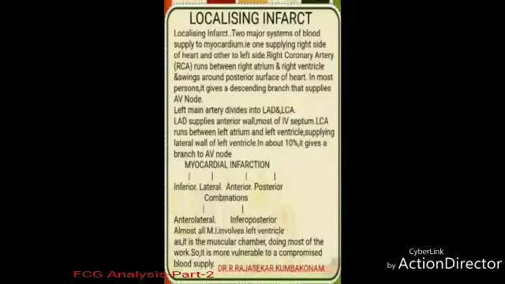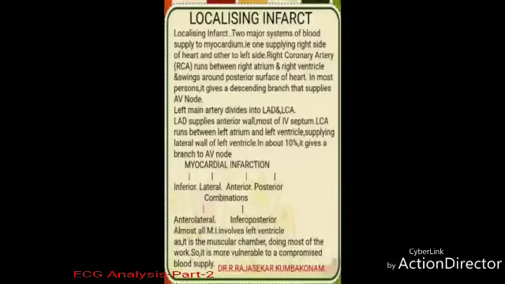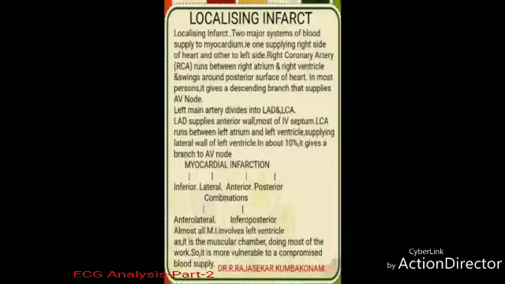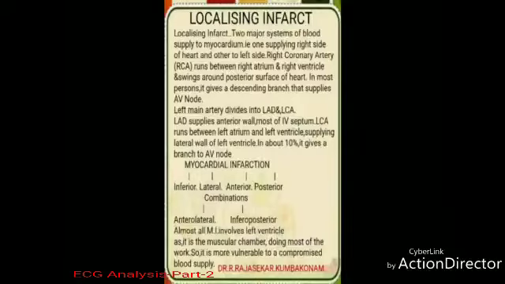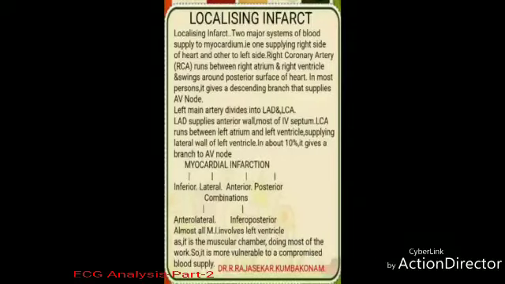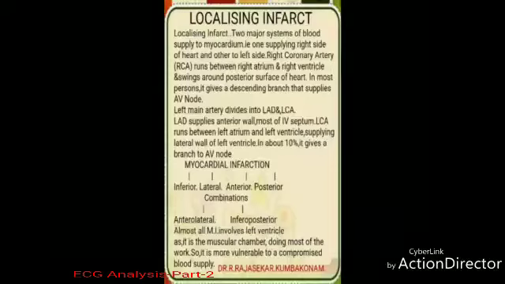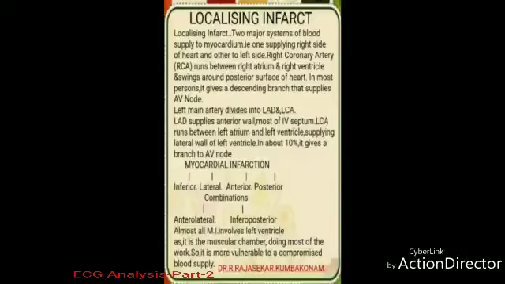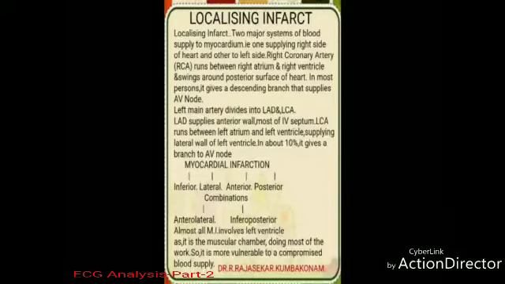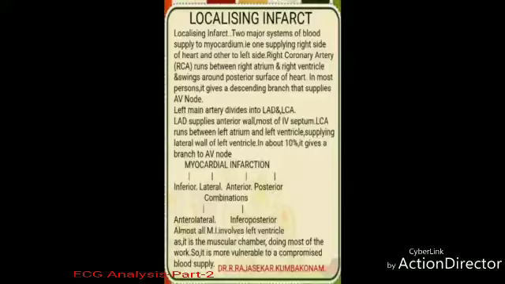LAD supplies the anterior wall and most of the interventricular septum. The LCA runs between the left atrium and left ventricle, supplying the lateral wall of the left ventricle. In about 10%, it gives a branch to the AV node. So the myocardial infarction can be inferior, lateral, anterior, posterior. The combinations can be anterolateral, inferoposterior. Almost all MI involves the left ventricle as it is the muscular chamber doing most of the work, so it is more vulnerable to a compromised blood supply.